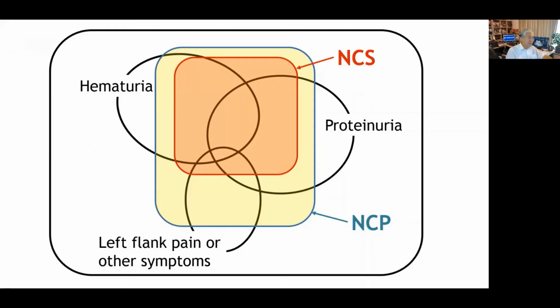We need to be clear and strict in using two different terms, Nutcracker phenomenon and Nutcracker syndrome. Nutcracker phenomenon is just a phenomenon of compression of the left renal vein, and it is called Nutcracker syndrome when this phenomenon is accompanied by symptoms and signs such as hematuria, proteinuria, left flank pain, or other related symptoms. The most typical symptom of Nutcracker syndrome is gross hematuria, but microscopic hematuria or proteinuria is more common.